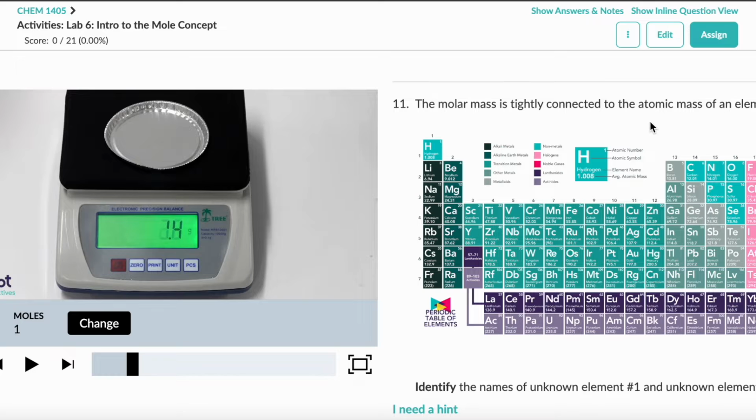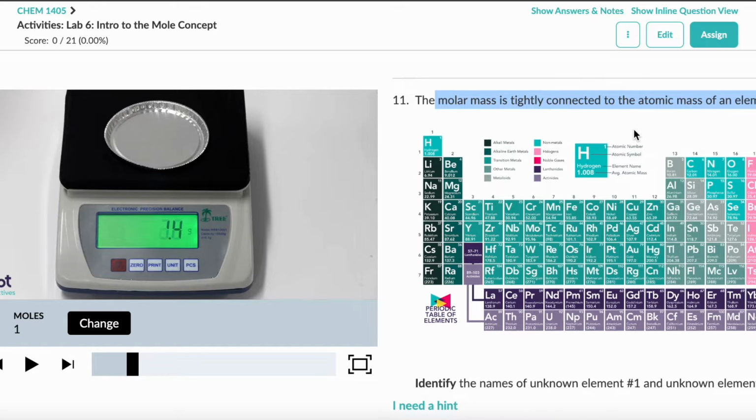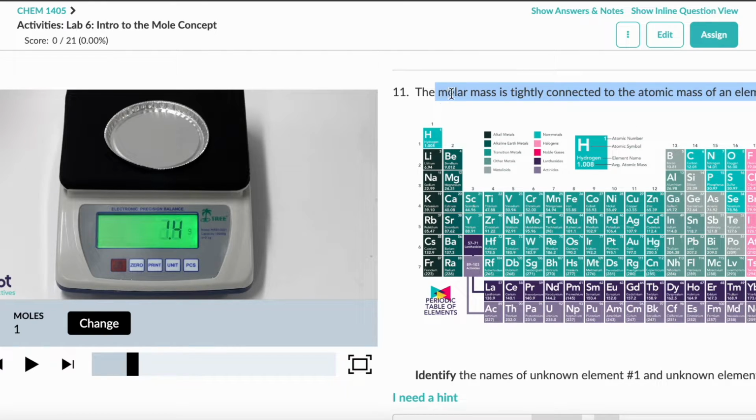So the molar mass is very related to the atomic mass. As stated here, it's almost exactly the same thing. Molar mass, the unit is grams per mole, versus atomic mass, it's atomic mass unit, AMU. But they are equal to each other. So 1 gram per mole equals 1 AMU.